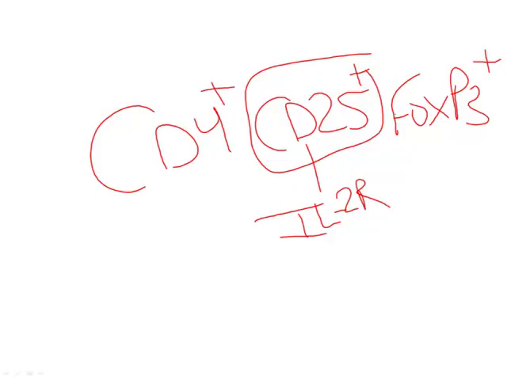So this is important. Again, CD25 being part of the IL-2 receptor. And then finally, the FOXP3. FOXP3 is a transcription factor, and regulatory T cells are dependent on FOXP3 for both their development and their maintenance. So this is a little bit of the phenotype that you should be aware of concerning regulatory T cells.